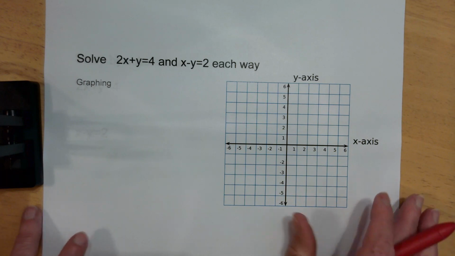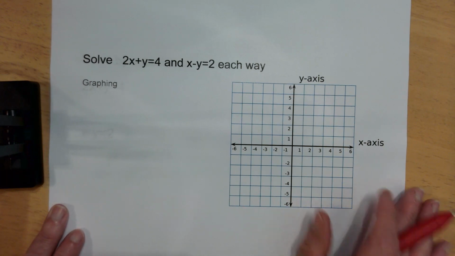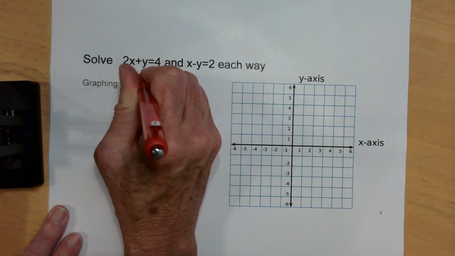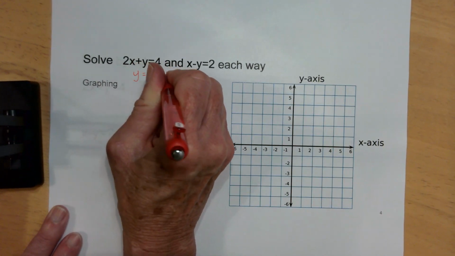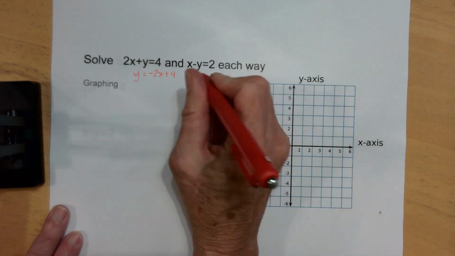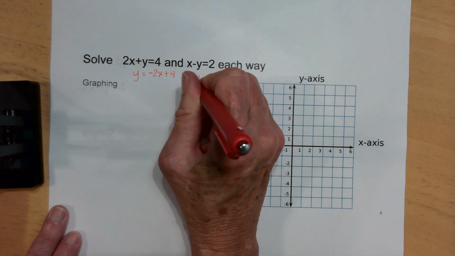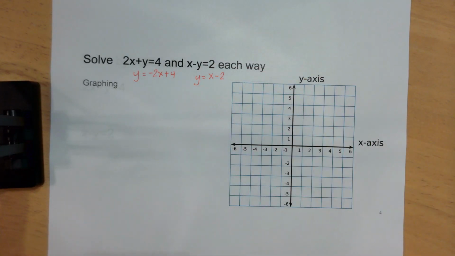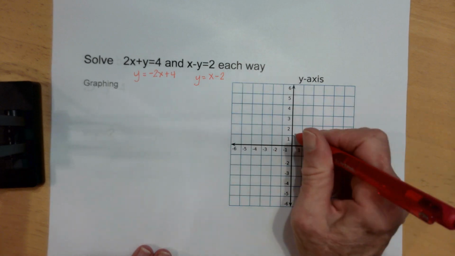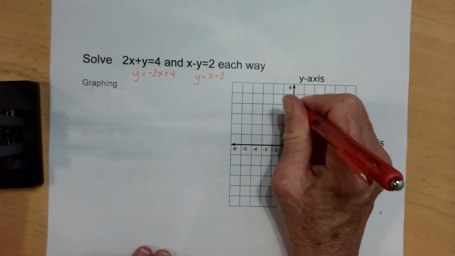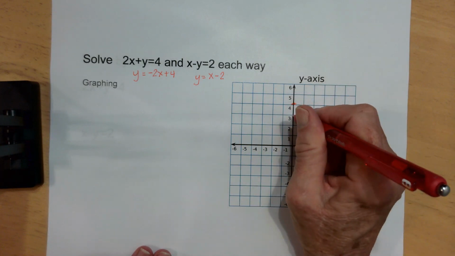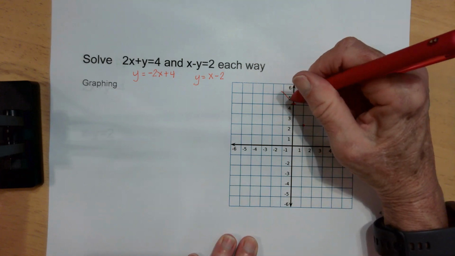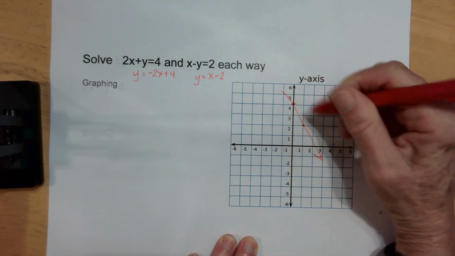So the first way is going to be graphing, and in order for you to solve by graphing, you would have to rearrange the equation. So this becomes y is equal to negative 2x plus 4. And this one, if you rearrange it, is going to be y is equal to x minus 2. So to graph, you're going to go up 4: 1, 2, 3, 4. And then you're going to go down 2 and over to the right 1. And I don't have a ruler here, but it's going to graph that line.